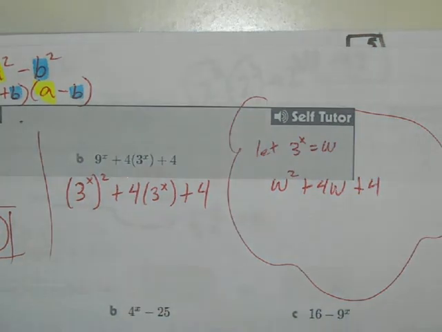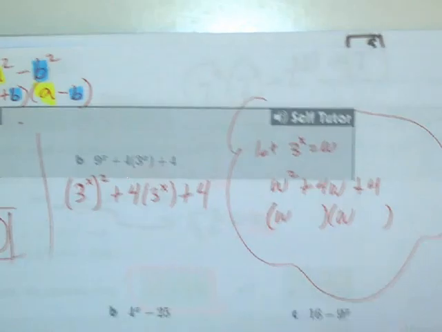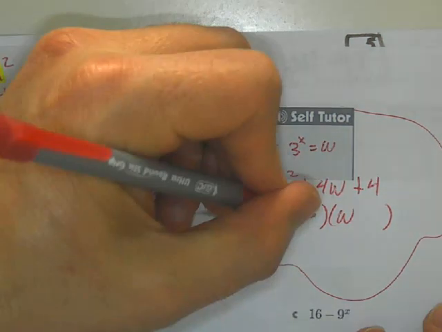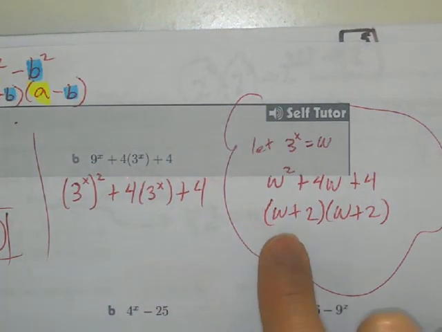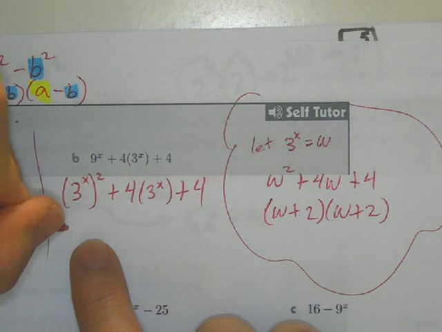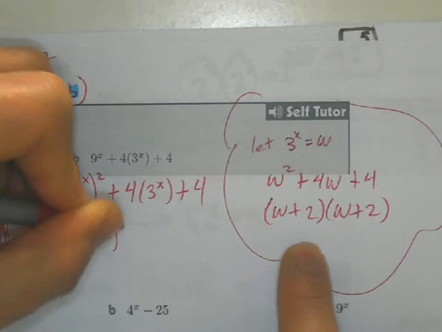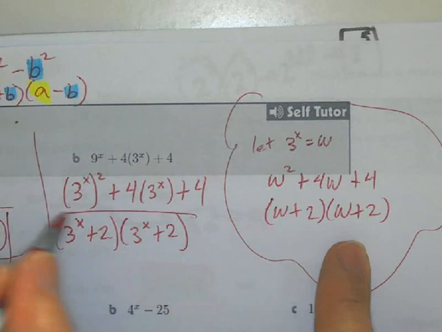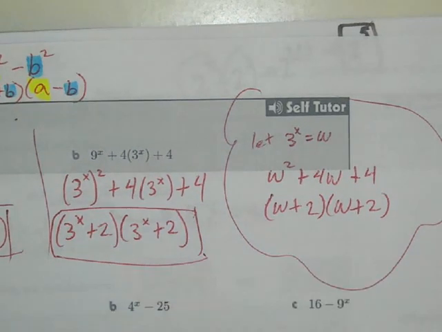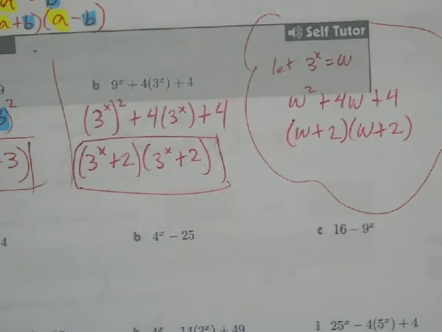So what two things multiply to give me 4 and add up to give me 4? And that's 2 times 2 gives me 4. And if I put plus and plus. So now I can rewrite this, but instead of writing w, I'm going to write 3 to the x. So we have 3 to the x plus 2 times 3 to the x plus 2. And that is the answer for that one. So this is a really good example. I'll put up the answers in just a minute.